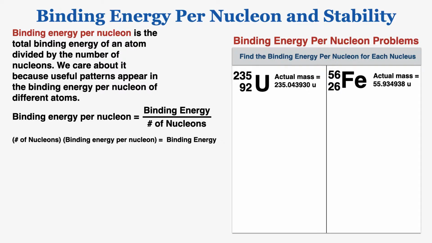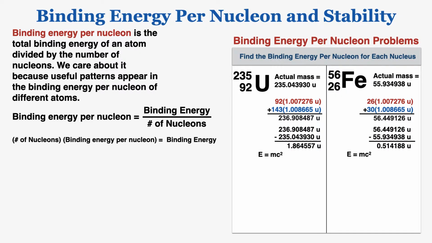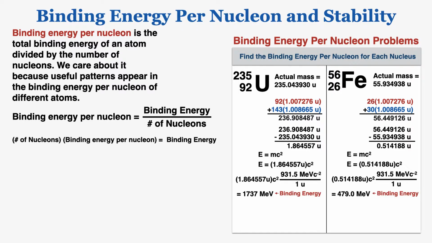I'll do two example problems where I find the binding energy per nucleon for these two atoms. So I can see I'm given the actual mass, and I remember from this previous video, to find the binding energy, I find the mass defect. And when I identify that mass defect, I determine how much energy is contained inside of it. These are the total binding energies of each atom. So to find the binding energy per nucleon, I literally just divide the binding energy by the number of nucleons. So I find that uranium-235 has 7.391 mega-electron volts per nucleon, and iron-56 has 8.554 mega-electron volts per nucleon.